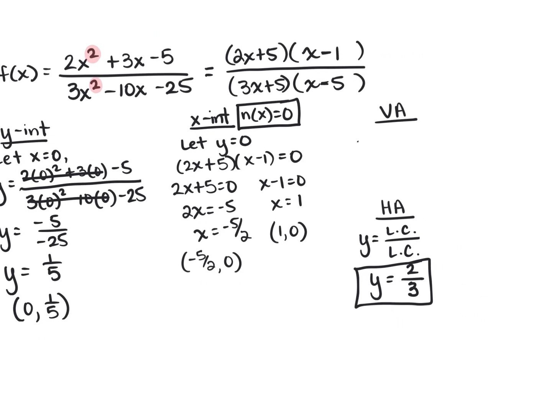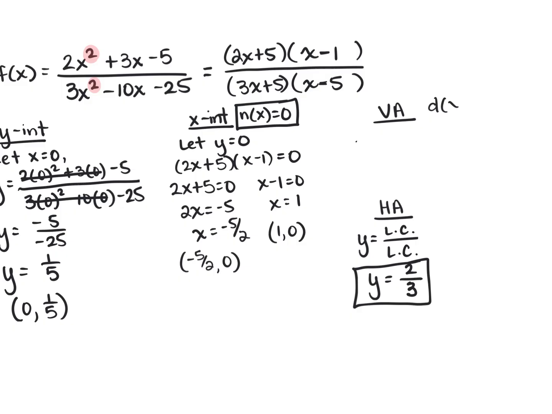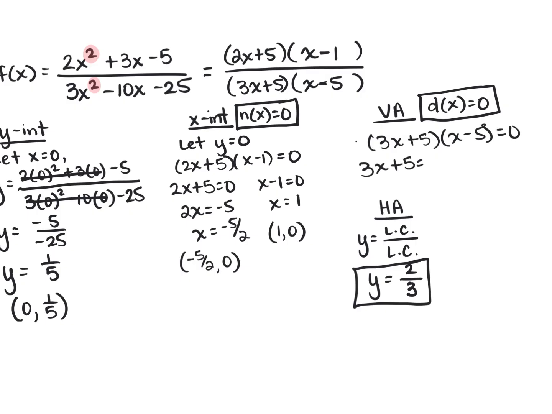Now, for vertical asymptotes, of course, we're going to set the denominator equal to 0 and solve that. Again, making sure that you don't have any holes. So my denominator would be 3x plus 5 times x minus 5 is equal to 0. And you set each one of those, so we have 3x plus 5 equals 0. So x would be equal to negative 5/3. So that's one of my vertical asymptotes. And then x minus 5 equals 0, so x is equal to 5 would be my other vertical asymptote. So those are equations, not numbers.